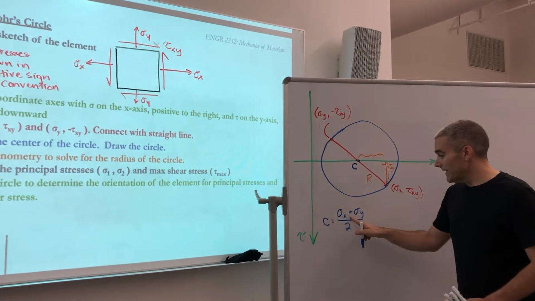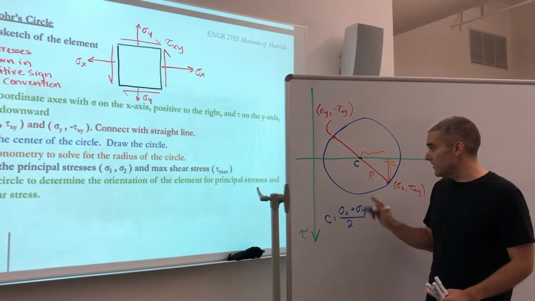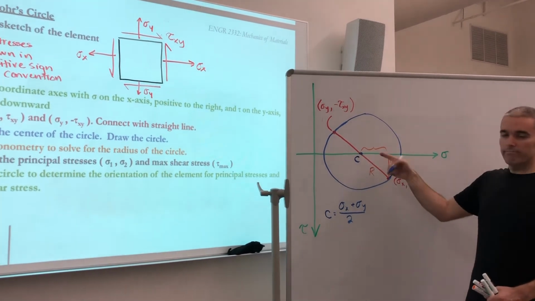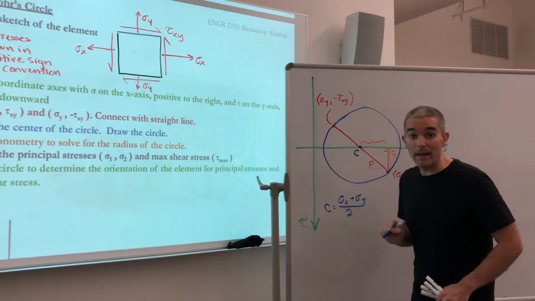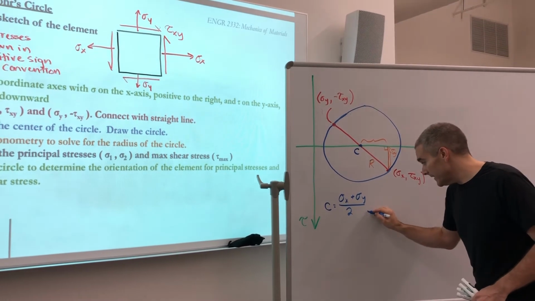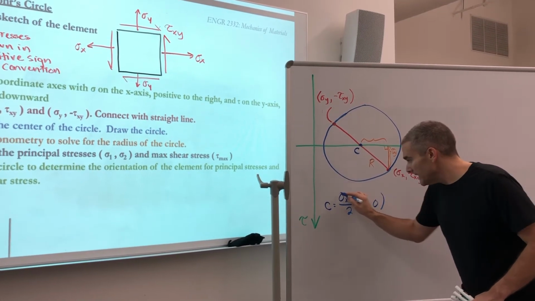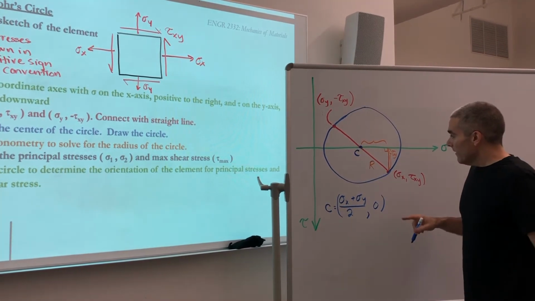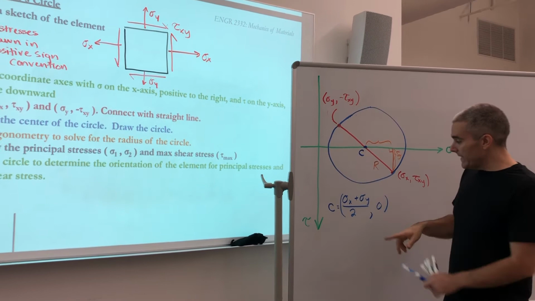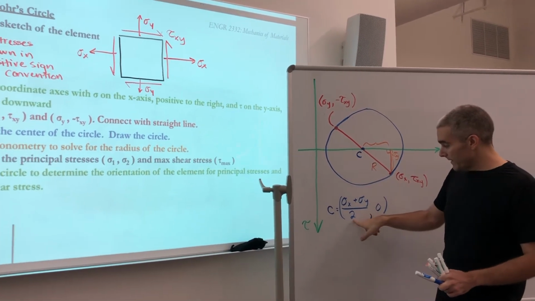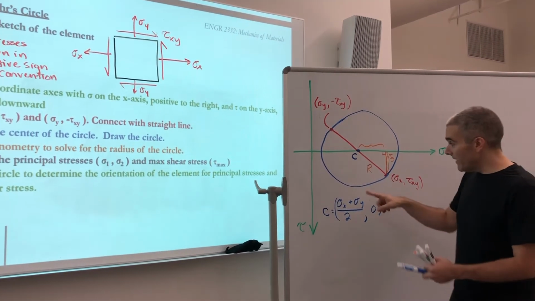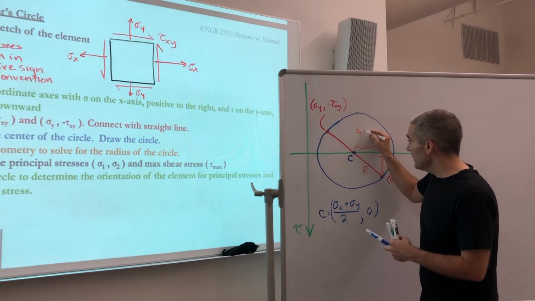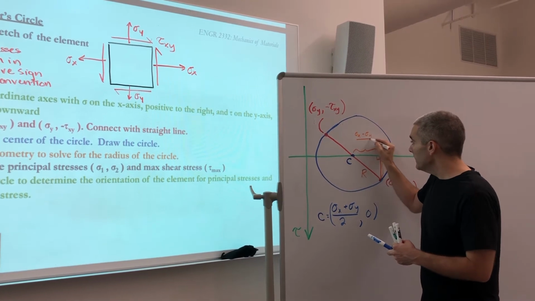So my center will be at (sigma x plus sigma y) divided by 2. And then it's along the x-axis, so it's comma 0. We'll list it like coordinates so that we see it's a circle. Alright, so then this distance must be sigma x minus this number. If I do the math there, I'll see that this value is (sigma x minus sigma y) divided by 2.